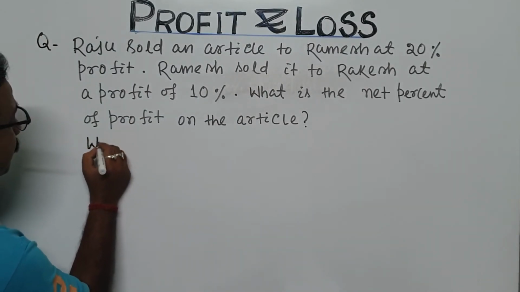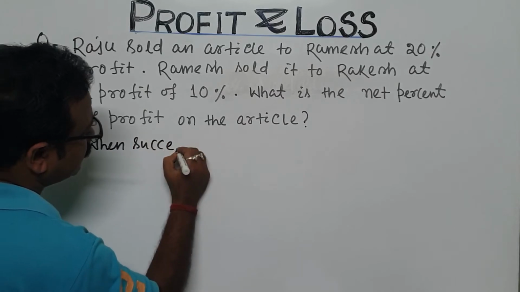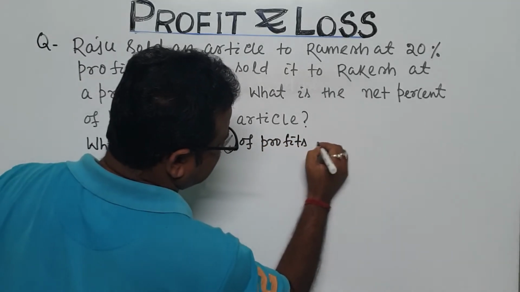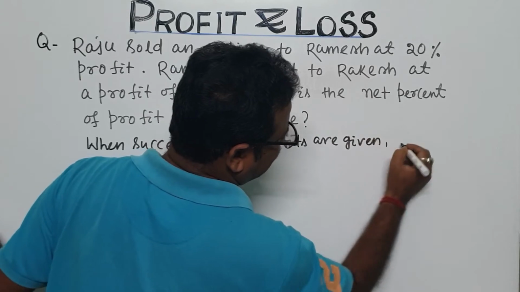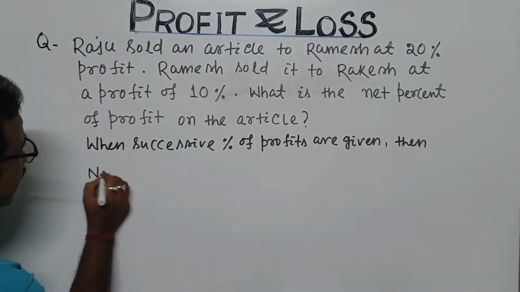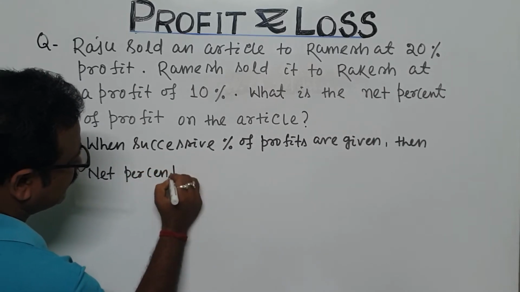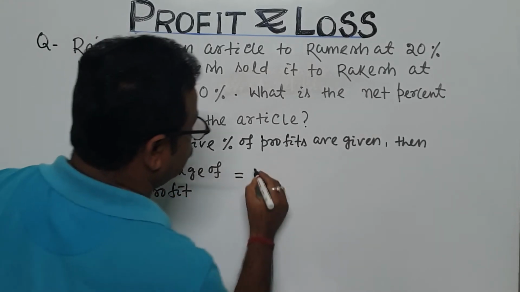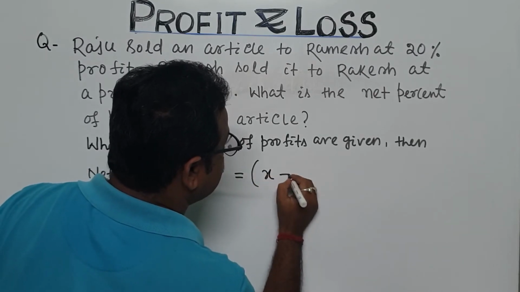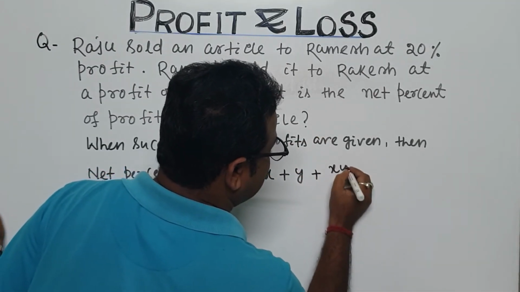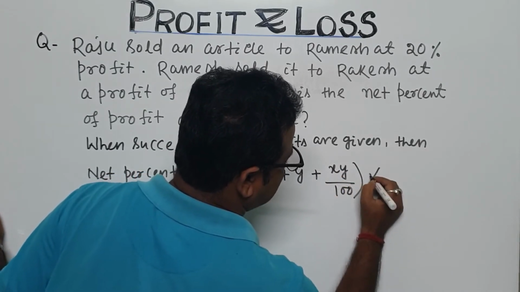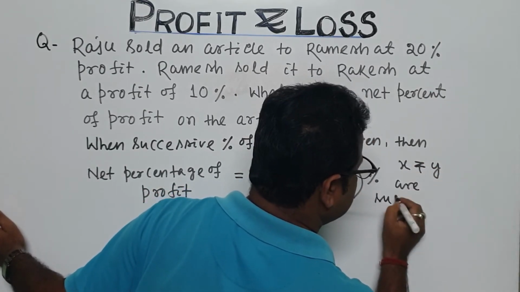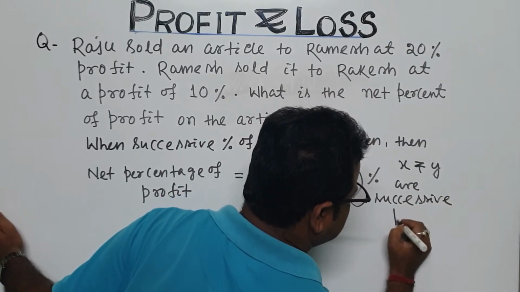So when successive percentage of profits are given, then net percentage of profit is equal to what? x plus y plus xy by 100%. So x and y are successive profits.